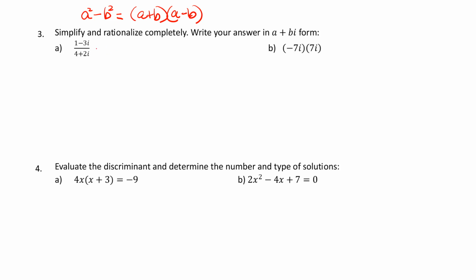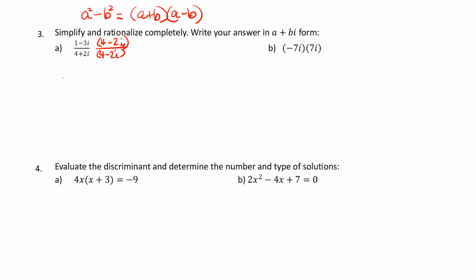And so that way, we're going to get a difference of squares in the denominator, which will make the i go away because it'll become i squared. And so that will make it -1, and then there won't be a radical, a square root, in the denominator. So that's why we're doing it. We multiply the top and the bottom by 4 minus 2i.